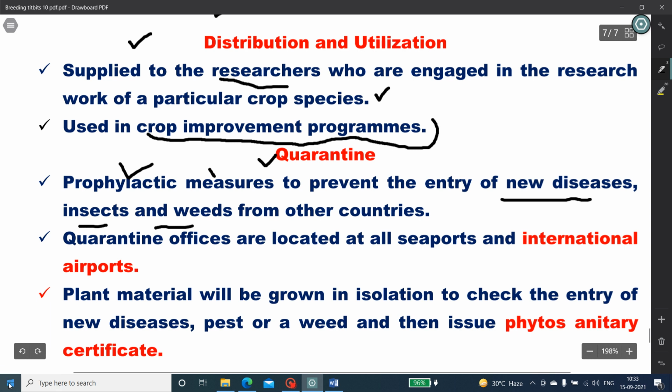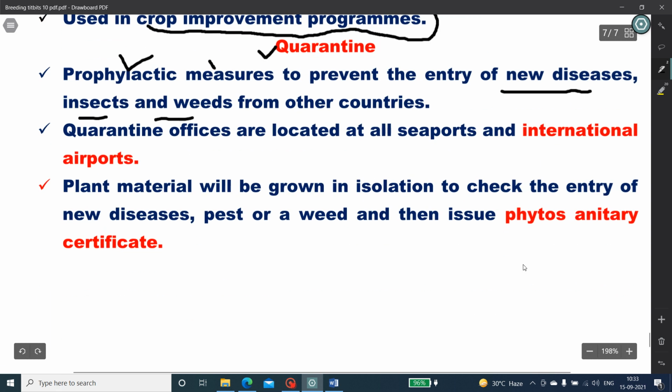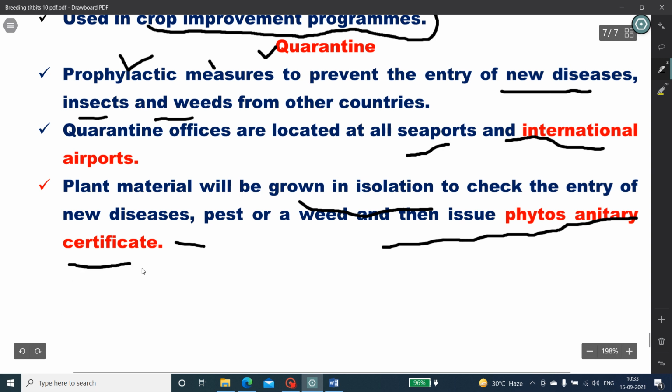Quarantine officers are located at all seaports as well as international airports, and the plant materials given for quarantine purposes will be grown in isolation to check the entry of new diseases, pests, and weeds. Then they issue a phytosanitary certificate. This is more important. Only after getting the phytosanitary certificate will the material be used for the breeding program.